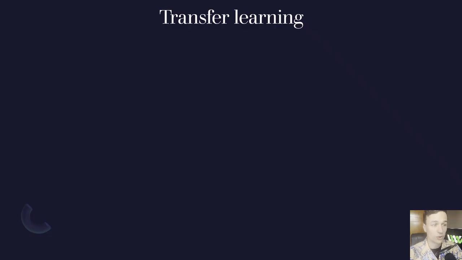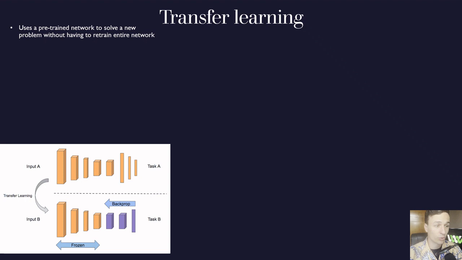A final way you can greatly reduce the training time required for your model is by utilizing transfer learning. Transfer learning involves using a pre-trained network to solve a new problem. This pre-trained network can be one you developed yourself, or it can be a model developed by someone else. There are tons of pre-trained models available online, and many of them are trained in a generalized way so that they can be fine-tuned to your specific application through transfer learning.